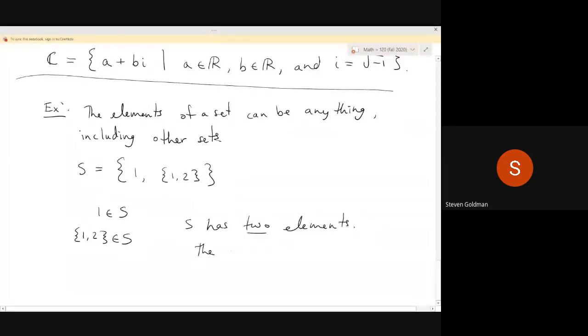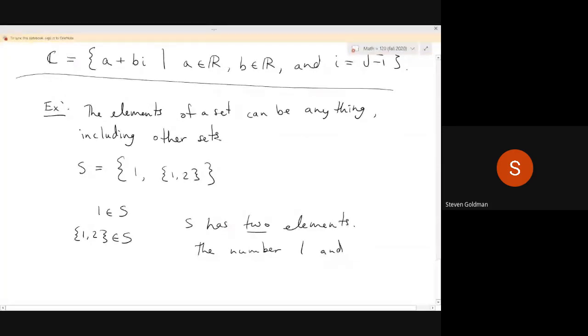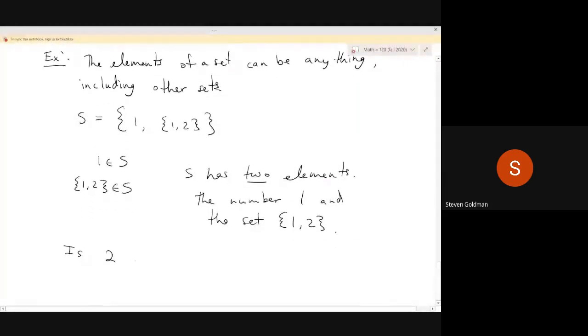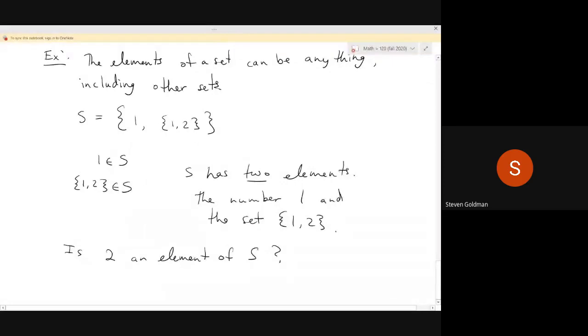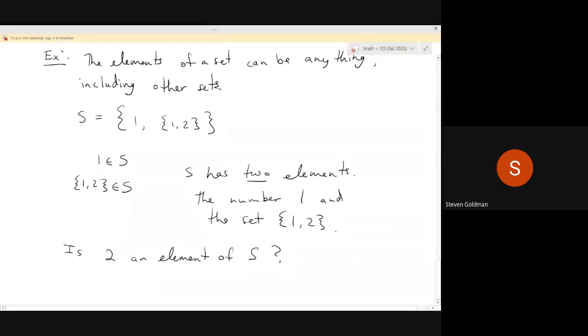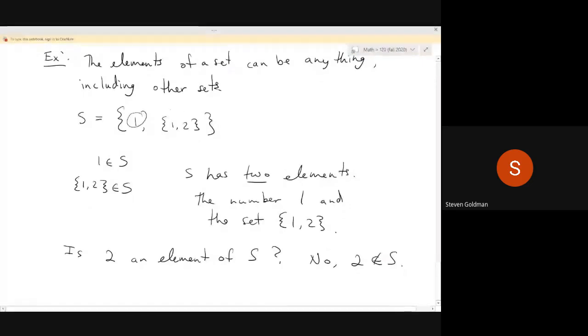So S has 2 elements: the number 1 and the set 1, comma 2. Okay. So is the number 2 an element of S? Let me ask you that. Is the number 2 an element of the set S? What do you guys think? Right. 2 is not an element of the set S. Why not? Because the number 2 does not appear as a number by itself in this set. I have only the number 1 and a set that includes the numbers 1 and 2.